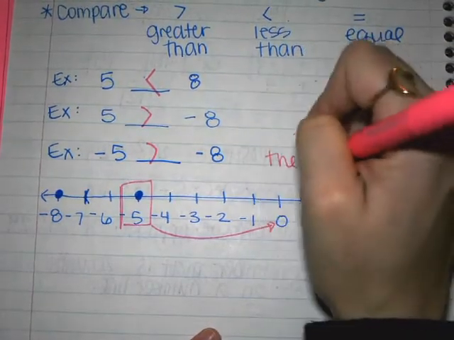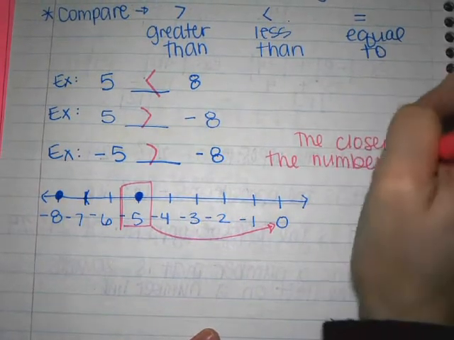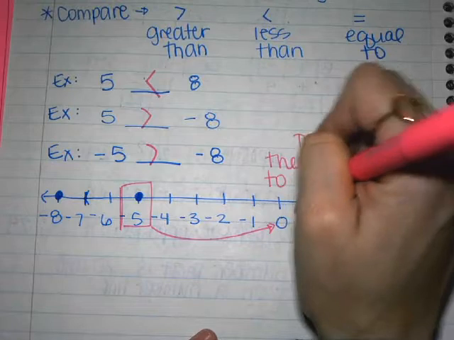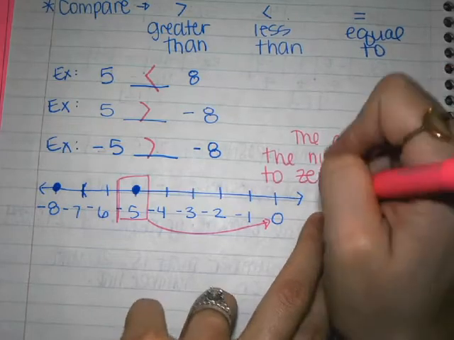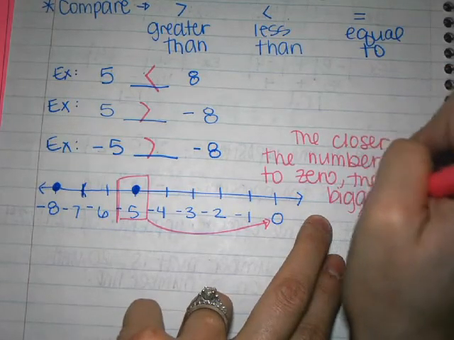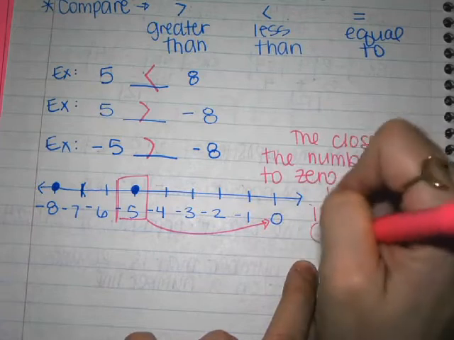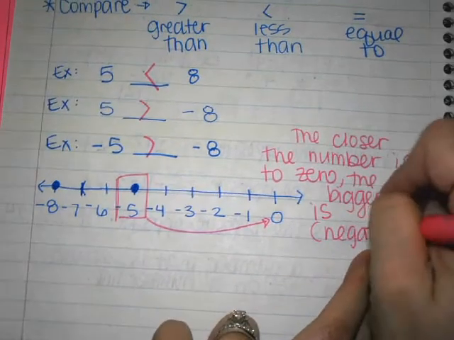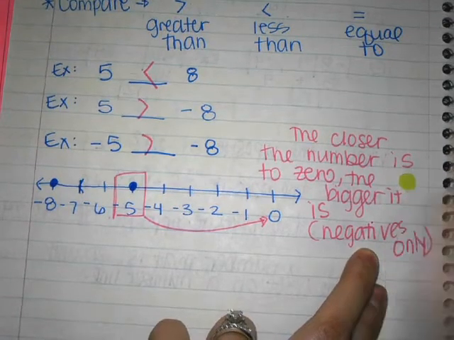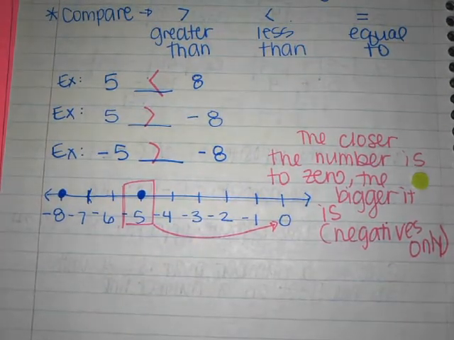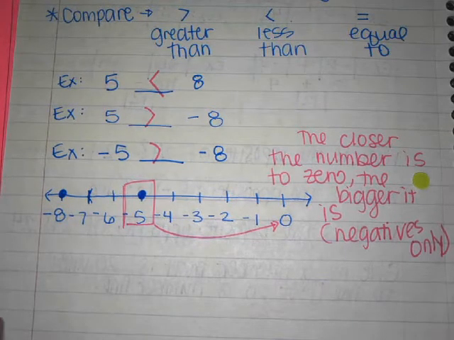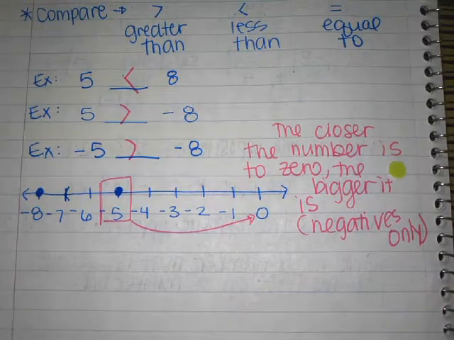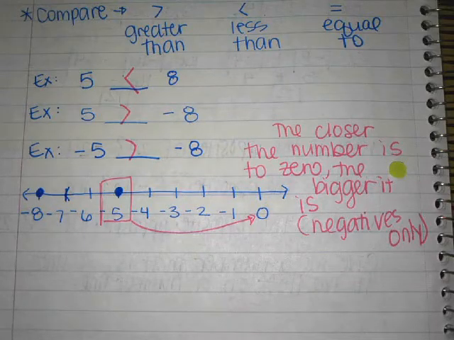So the closer the number is to 0, the bigger it is. And please write down that that's for negatives only. Do not do that rule for positives because you'll get it wrong, right guys? So that rule is only for negatives. The closer the negative number is to 0 on a number line, the bigger it is, meaning it's the opposite of your positives.